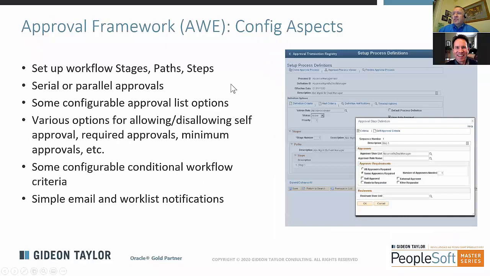The additional things that you can do in config, you can set up some configurable approval list options. So you can identify certain user lists or role names. You have a few different features that you can set, like allowing or disallowing self-approval, requiring certain approvals, or setting a threshold of how many approvals you need. All that is configurable. You do have some configurable workflow criteria, but not as many. And you get simple email and worklist notifications.